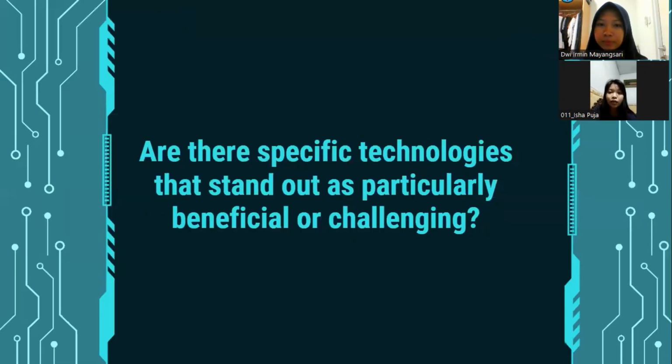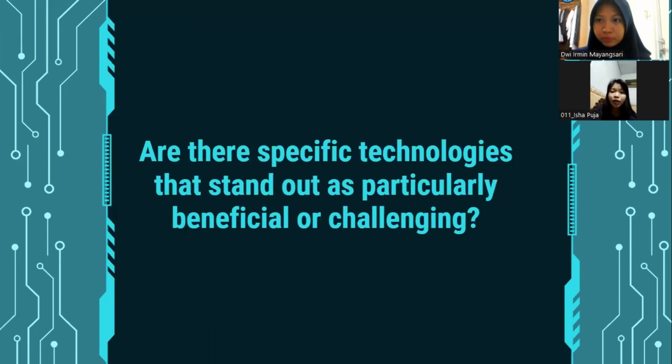The next one would be the question: are there specific technologies that stand out as particularly beneficial or challenging? There is one specific technology that stands out as both challenging and beneficial in language teaching, the AI translation tools, or it's called machine translation or MT. The challenging aspects of MT or machine translation is first loss of nuance.